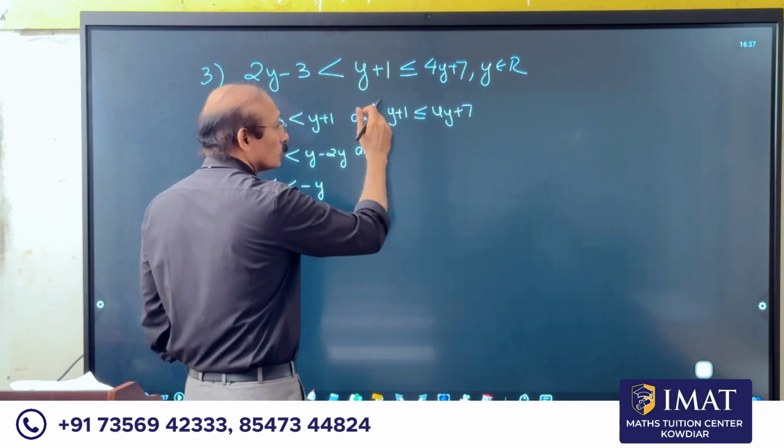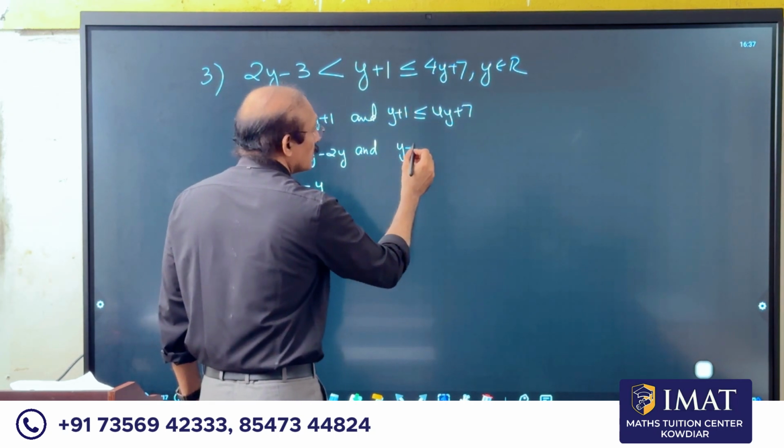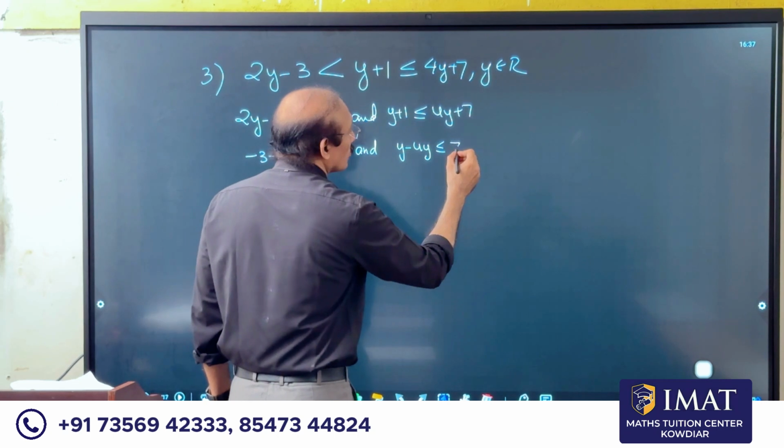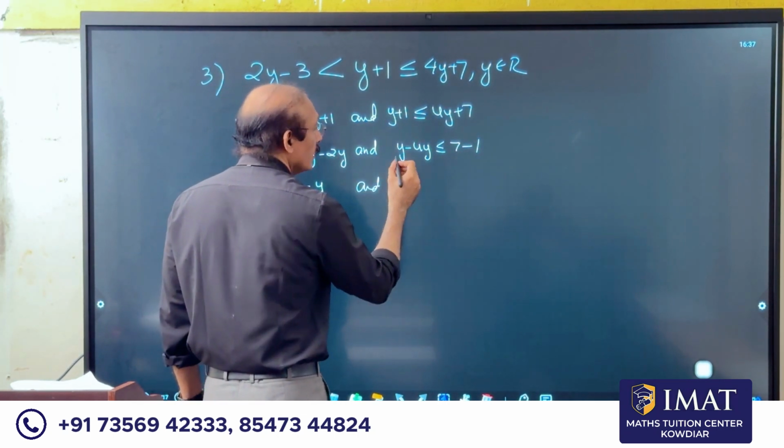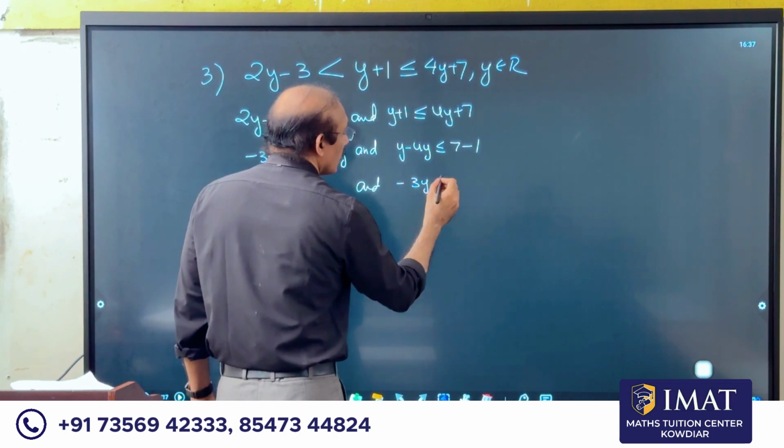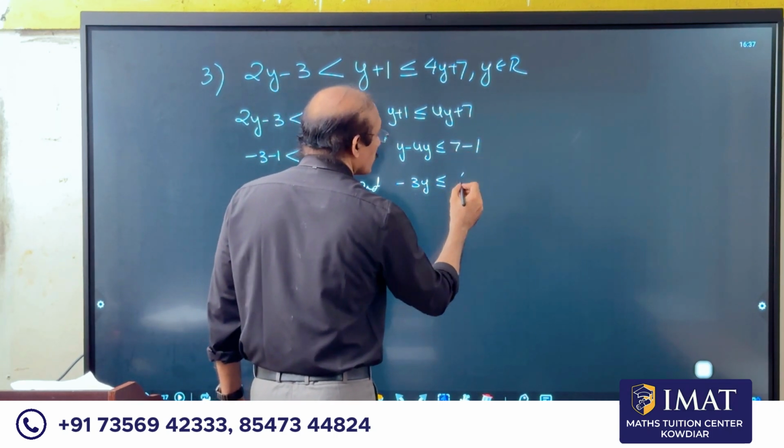Here you bring the variable to the left. So y minus 4y is less than or equal to 7 minus 1. And what is y minus 4y? It is minus 3y less than or equal to 7 minus 1 is 6.